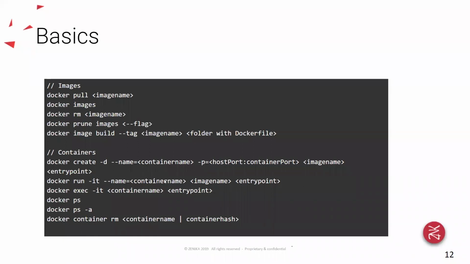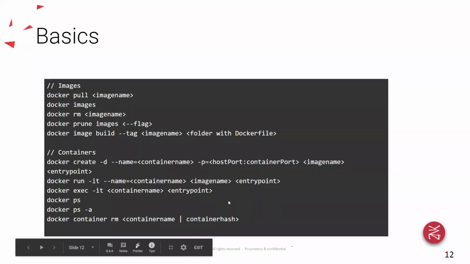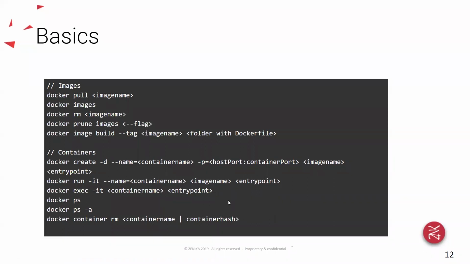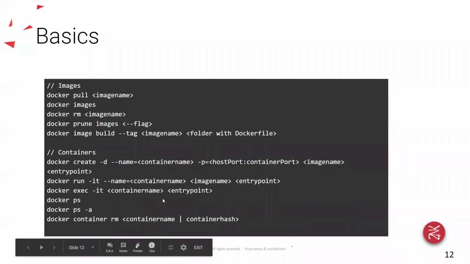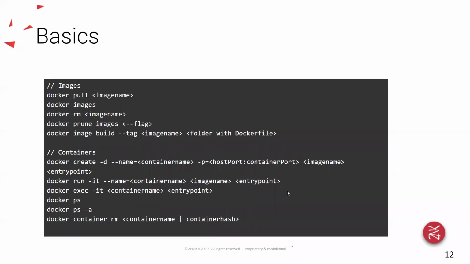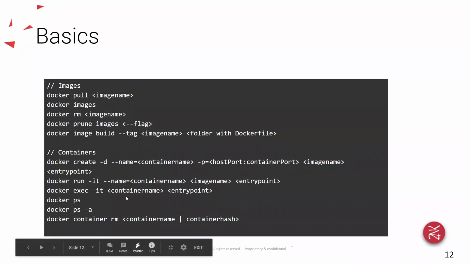The docker run command is like docker create, but it starts the container immediately after creating it. The docker exec command means that we want to go into a container that's already running. docker ps lists all the running containers, and the -a flag allows you to list all the containers that have been created on your computer before. We can also remove a container using docker container rm. We can either pass in the name of the container or the container hash.